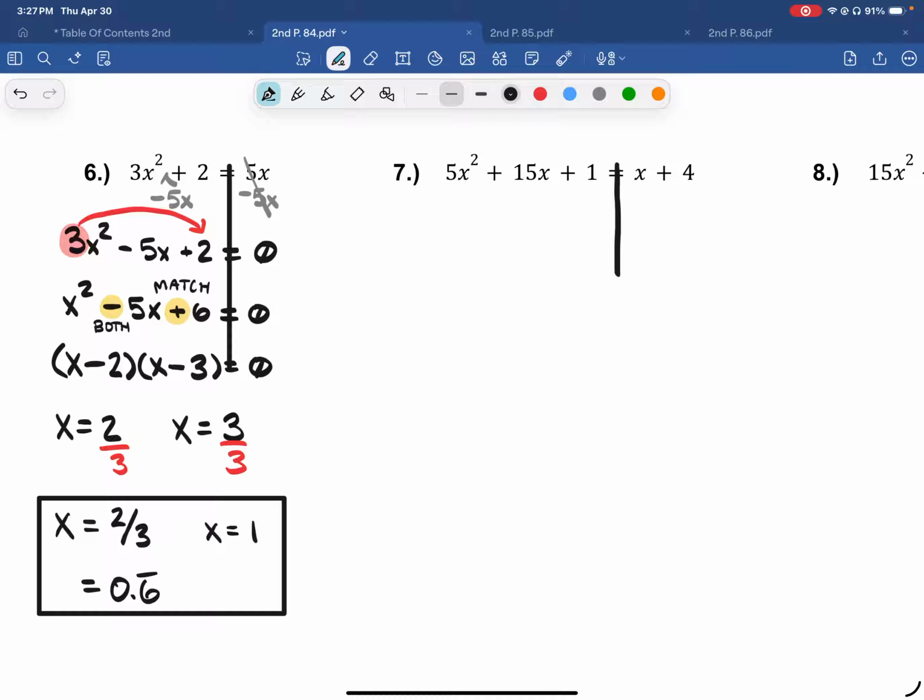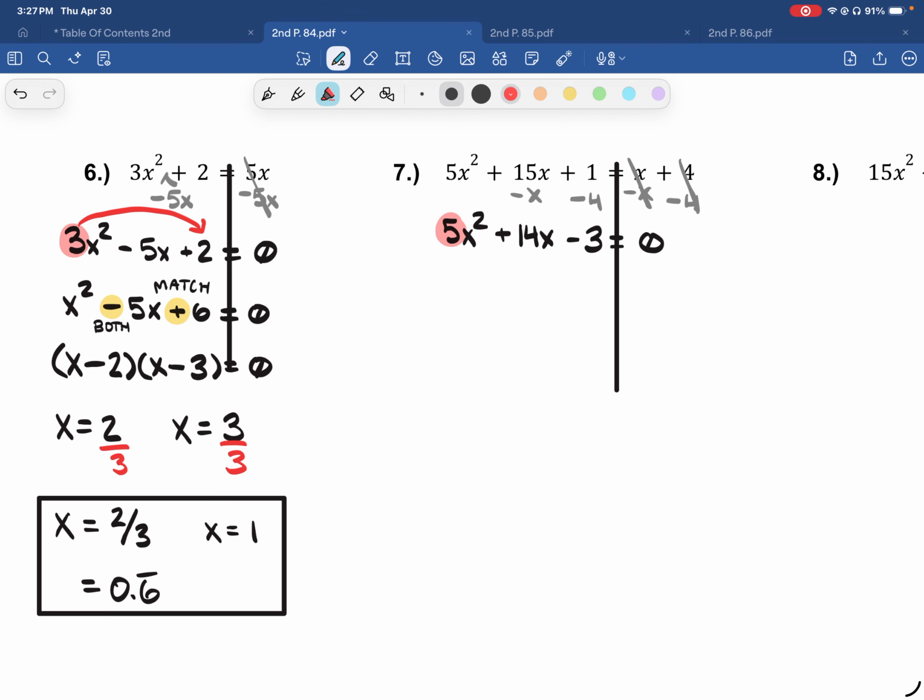For number 7, I've got 5x squared plus 15x plus 1 equals x plus 4. I'm going to cancel out the x by subtracting x from 15x. 15x minus x is 14x. I'm also going to cancel out that plus 4 by subtracting 4 from 1. 1 minus 4 is negative 3. So this boils down to 5x squared plus 14x plus 3 equals 0.